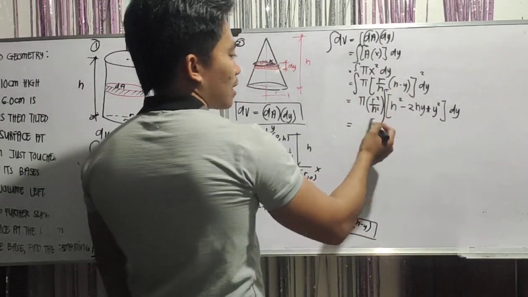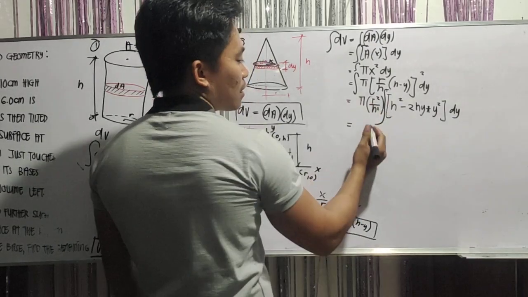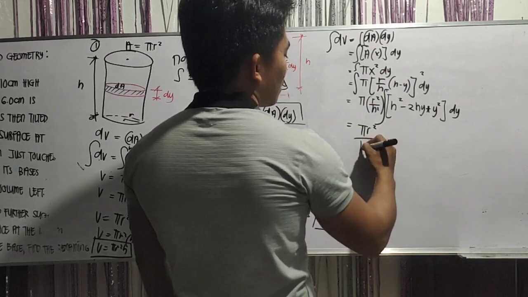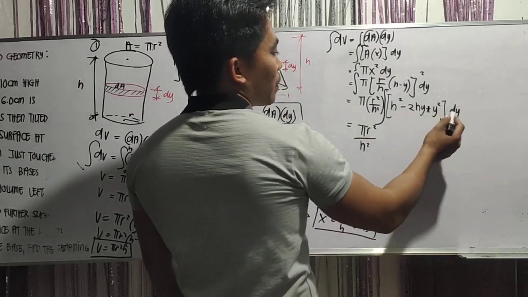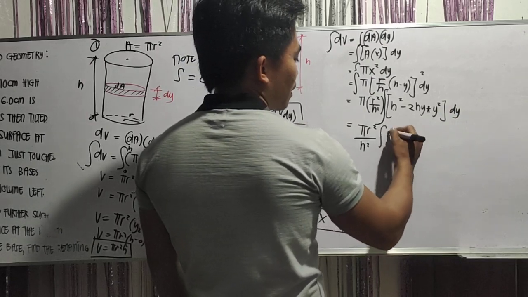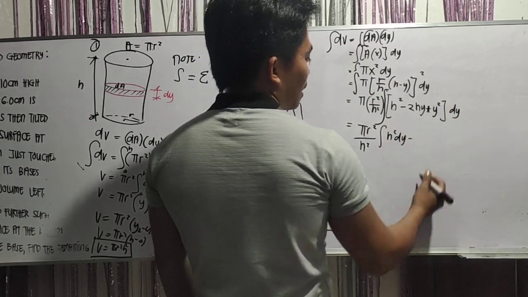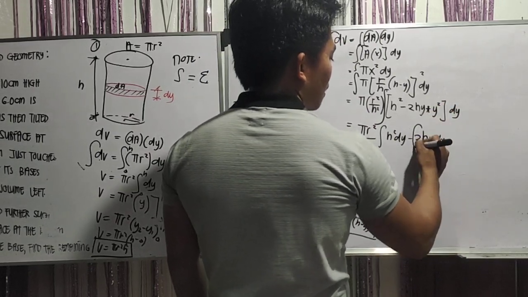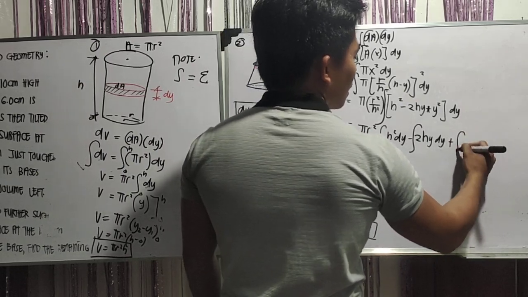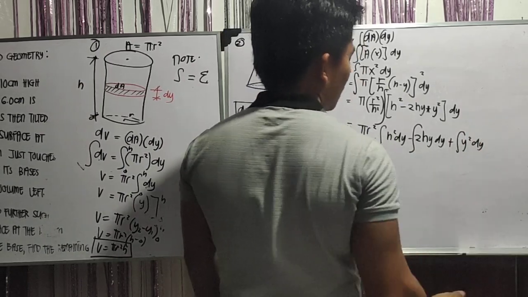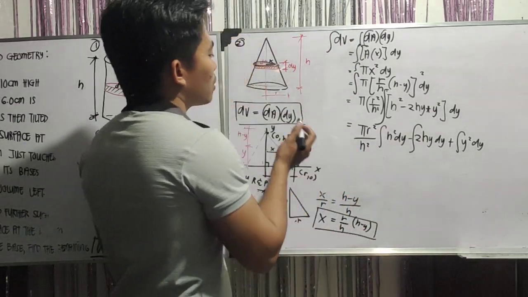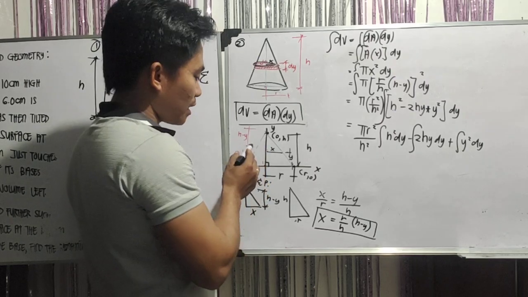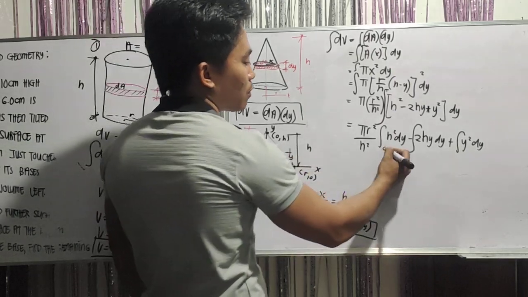Okay? Yung constant na yan, pwede mo yung ilabas. Okay? Ito siya. So, pi r squared over h squared times the integral of h squared dy, what is that? The integral of h squared dy minus the integral of 2hy dy plus the integral of y squared dy. Okay? Sorry. Yung limit mo, of course, is mag-integrate ka from 0 up to that maximum value of y, that is h. Okay? So, from 0 to h.